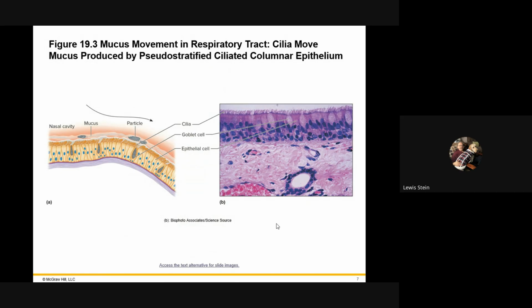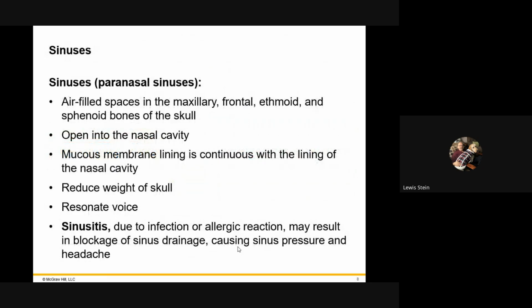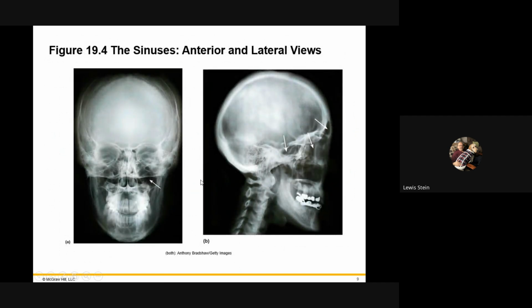With digestion, the hallmark is simple columnar. Know your lining cells, please. So here are the paranasal sinuses: mucus, reduced weight of skull, resonating the voice, sinusitis, blockage, all that. I have that now. I should have sprayed my nose before I came here. If you want to remember the 4 bones around the nose, use FEMS: frontal, ethmoid, maxillary, sphenoid.